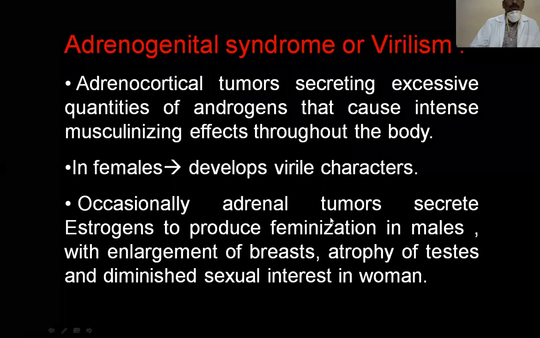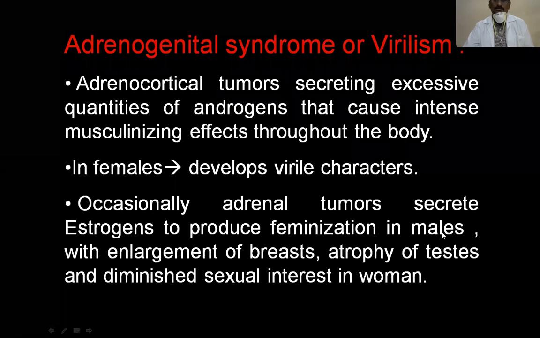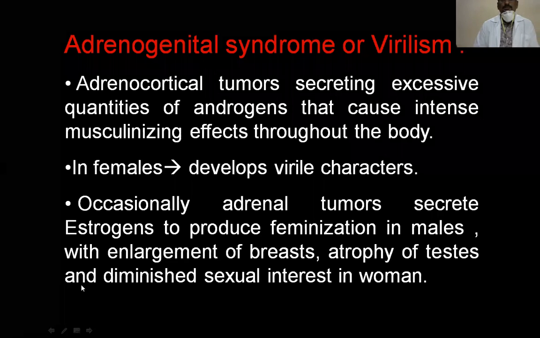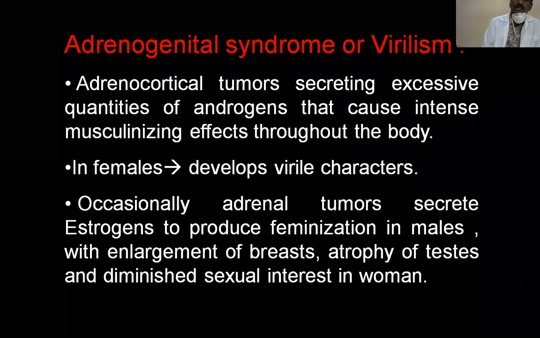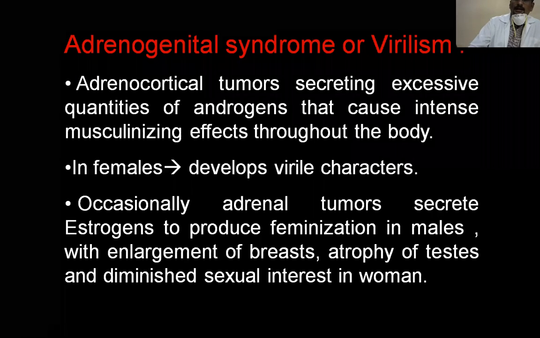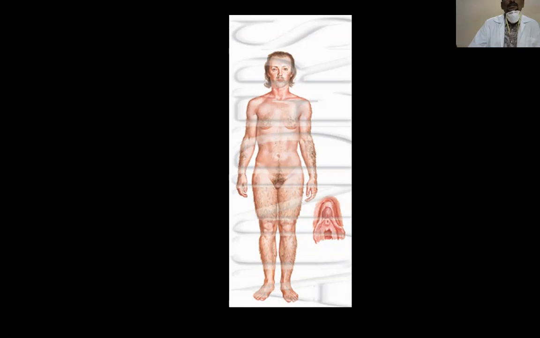Occasionally, adrenal tumors secrete estrogens to produce feminization in males. There will be enlargement of the breast and atrophy of the testis, and diminished sexual interest towards women. So it can develop virilism in females, and in males atrophy of the testis as well as enlargement of the breast, gynecomastia, and decreased libido can happen. So these are the changes you can see.